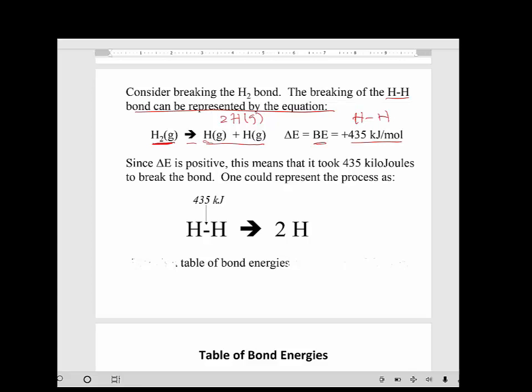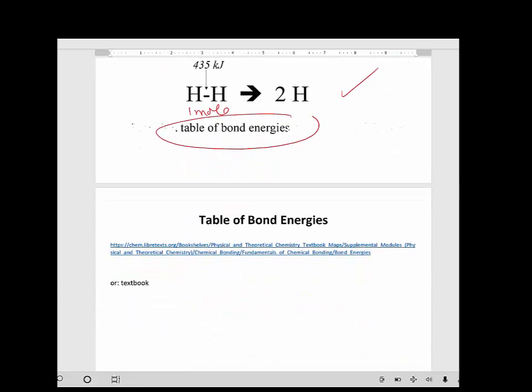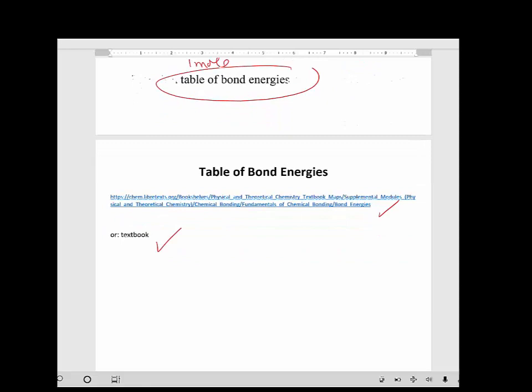Since delta E is positive, this means that it took 435 kilojoules to break the bond for one mole of H2 molecules. We could represent the process this way, and we could find that 435 kilojoules per mole from the table of bond energies. Here's a link for a table, or you could go to your textbook.